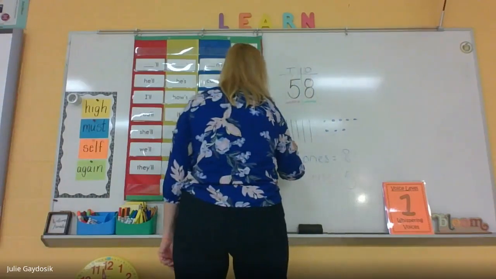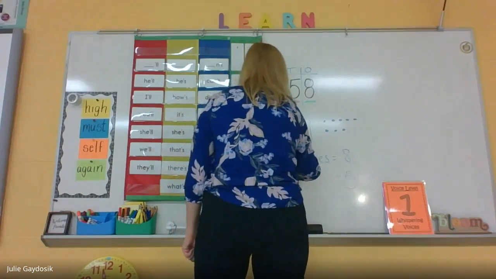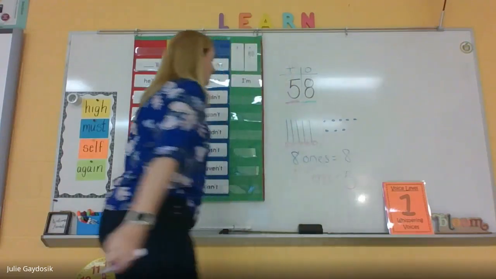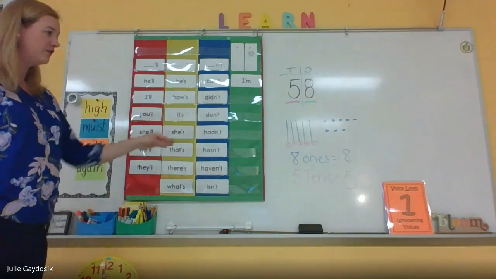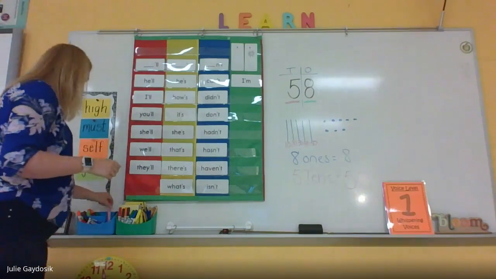If you'd have to count, you'd go, did I say 5, 10? I should have said 10, 20, 30, 40, 50. Nope, I didn't count that right. 10, 20, 30, 40, 50. So 5 tens is worth 50. All right, let's try another one.